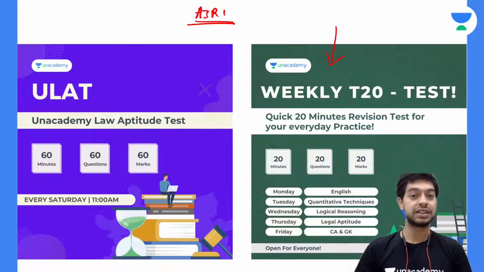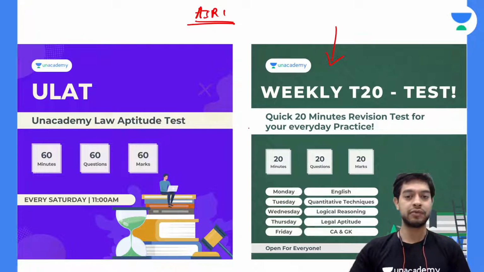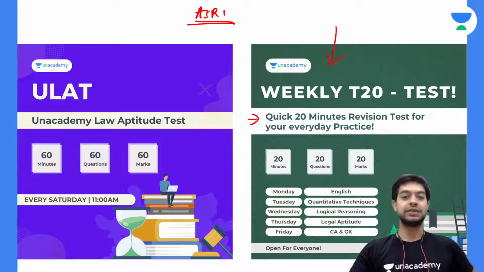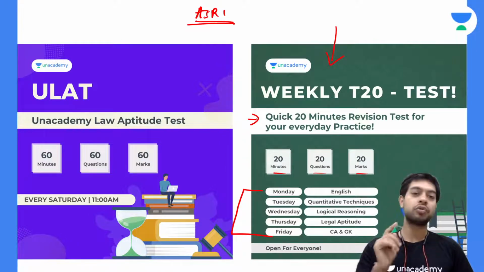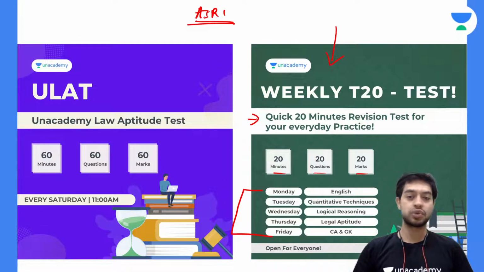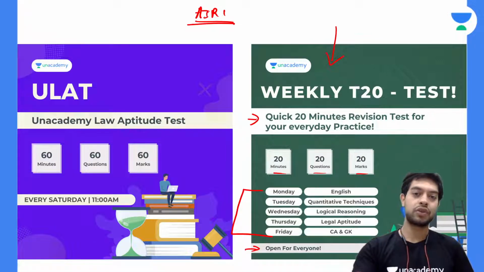So to maintain your consistency, we have come up with this quick 20 minutes revision test for everyday practice. 20 minutes, 20 questions and 20 marks. There are 5 sections in your law entrance examination, and every weekday is devoted to one section. Like Mondays for English, Tuesday comes up with quant, Wednesday logical, Thursday legal, and Friday is current affairs and GK. It is open for everyone. The students who are not even the paid users can also appear for it.